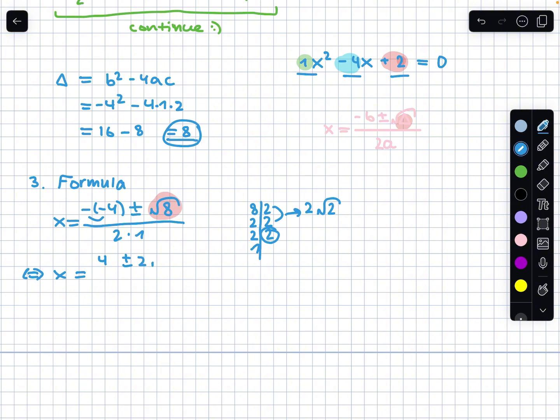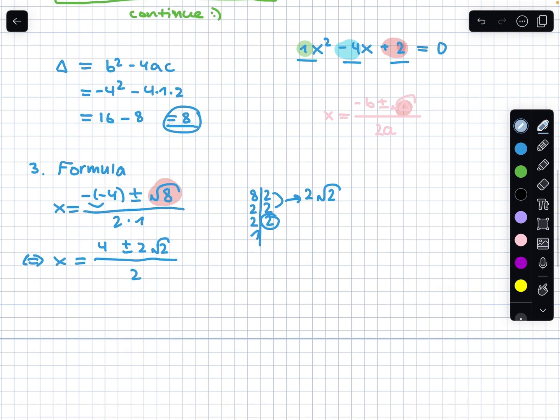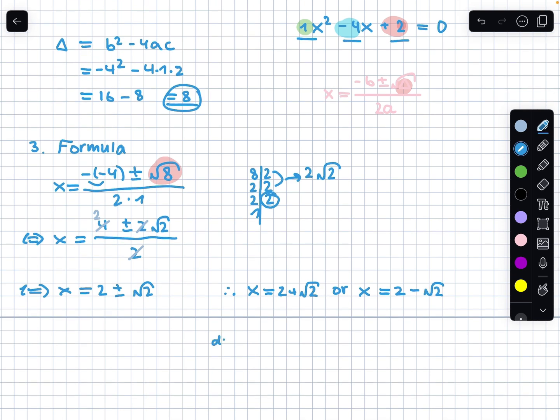So now you can write 2 square root of 2 over 2 times 1 is just 2. From here you can simplify, so these cancel out just to make 2. You can write that down. x equals to 2 plus minus square root of 2. And there you have it. You can also write the solution down like so. All in all, x is equal to 2 plus square root of 2, or x equals to 2 minus square root of 2. And then you will have solved for x, and you're done.